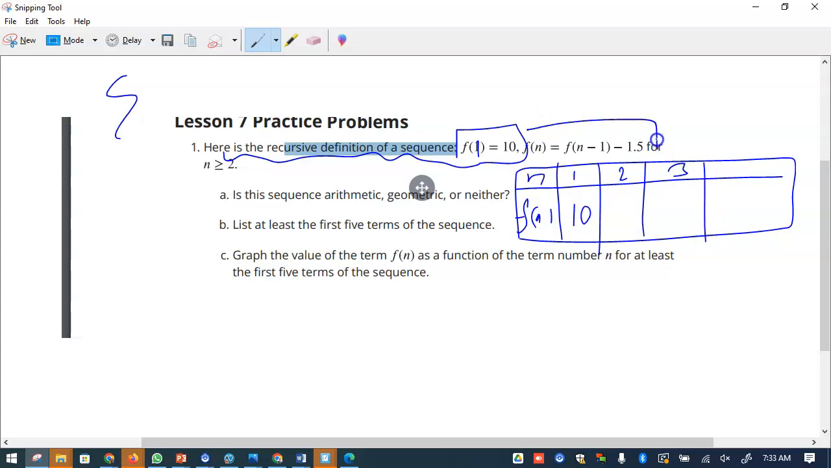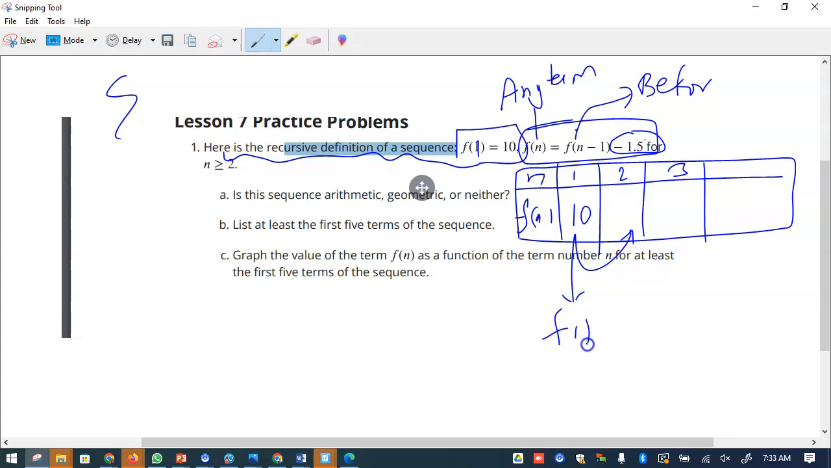So this recursive definition clearly says that any term is always the one before, that's n minus 1, and then you take away 1.5. It means from here, this is f of 1, and this is f of 2. So f of 2 is the previous one, f of 1 minus 1.5, which is 10 minus 1.5, and which will be 8.5.